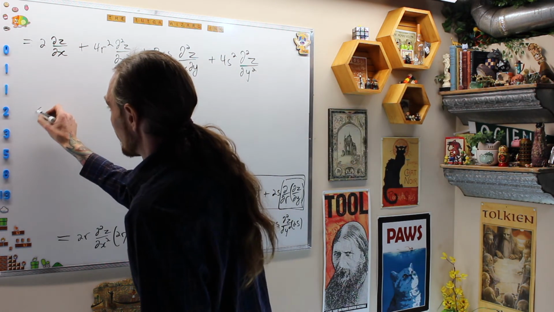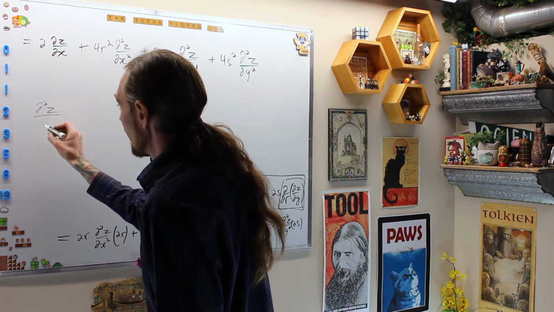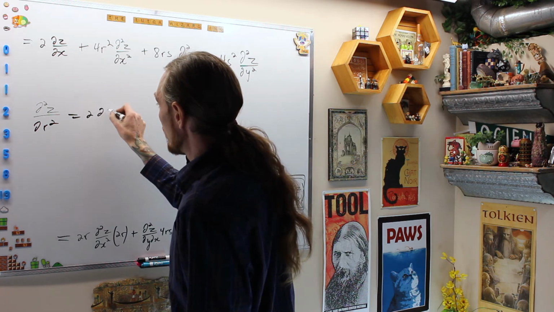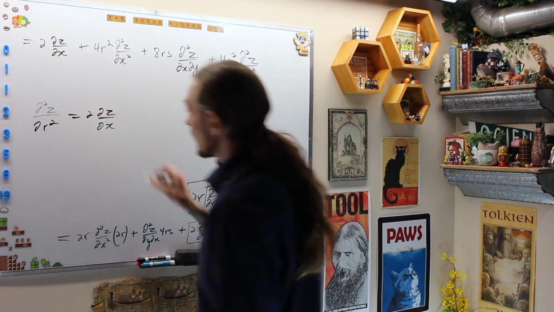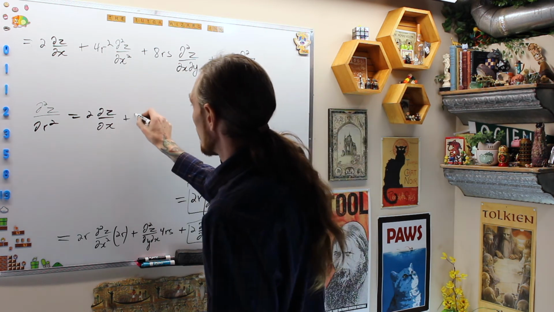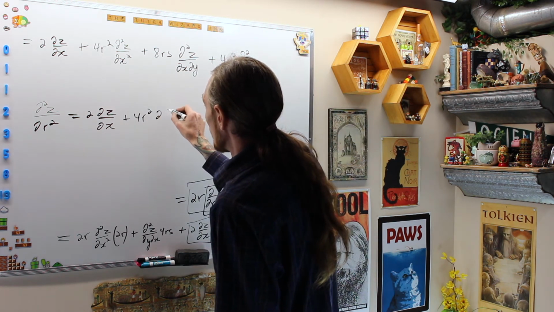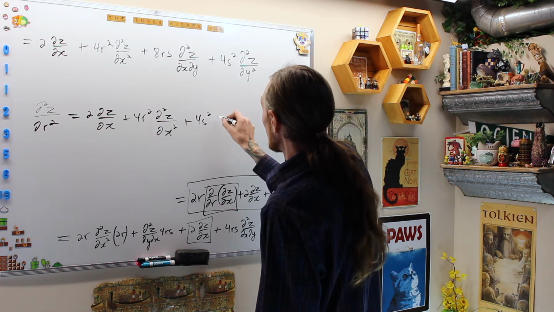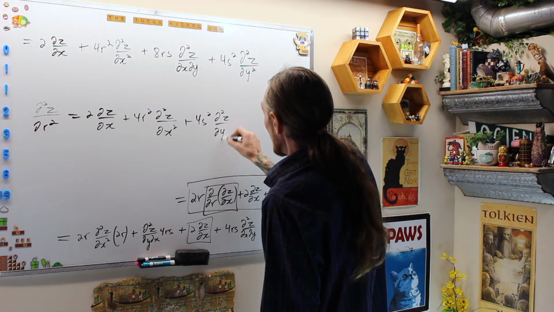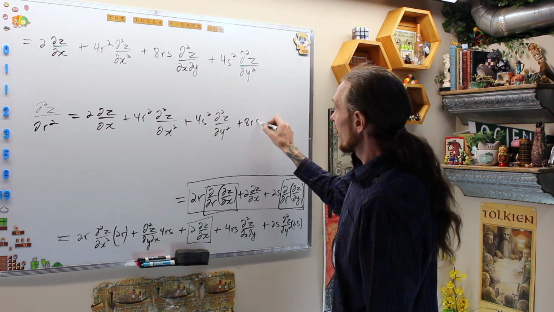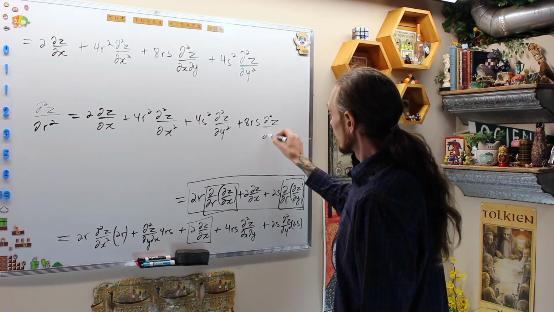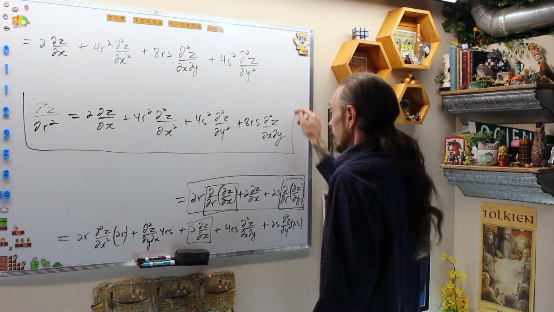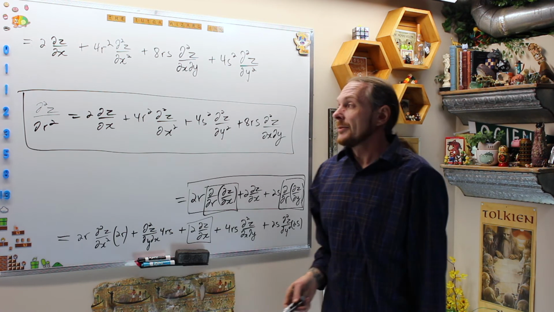What that says is the second derivative of z with respect to r is equal to 2 times the first partial derivative of z with respect to x plus 4r squared times the second partial derivative of z with respect to x, plus 4s squared times the second partial of z with respect to y, plus 8rs times the mixed partial derivatives, which are equal by Clairaut's. This is the second order derivative.